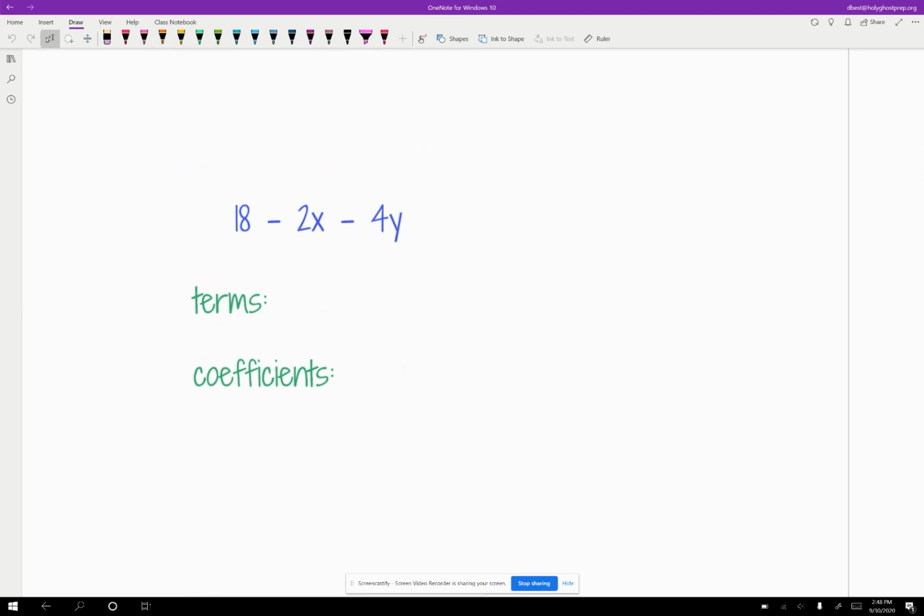So now you guys give this one a try. Our terms include 18, 2x, and 4y. Everything, even if there's not a variable, counts as a term. The coefficients, though, are only 2 and 4 because it's only the numbers in front of the variables.